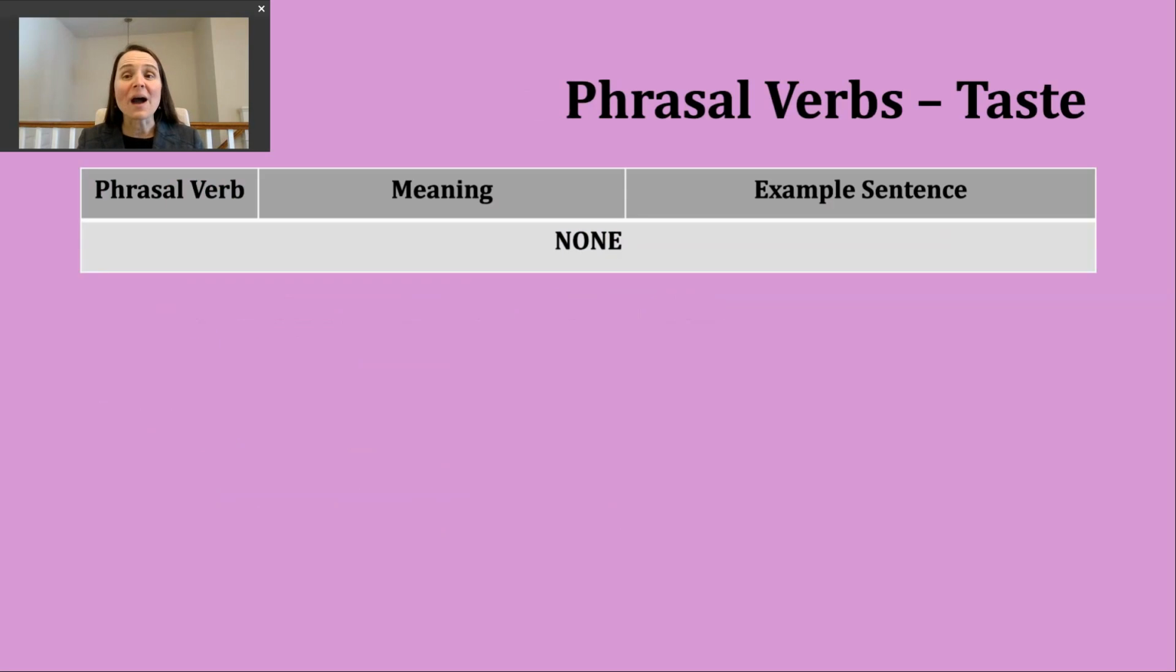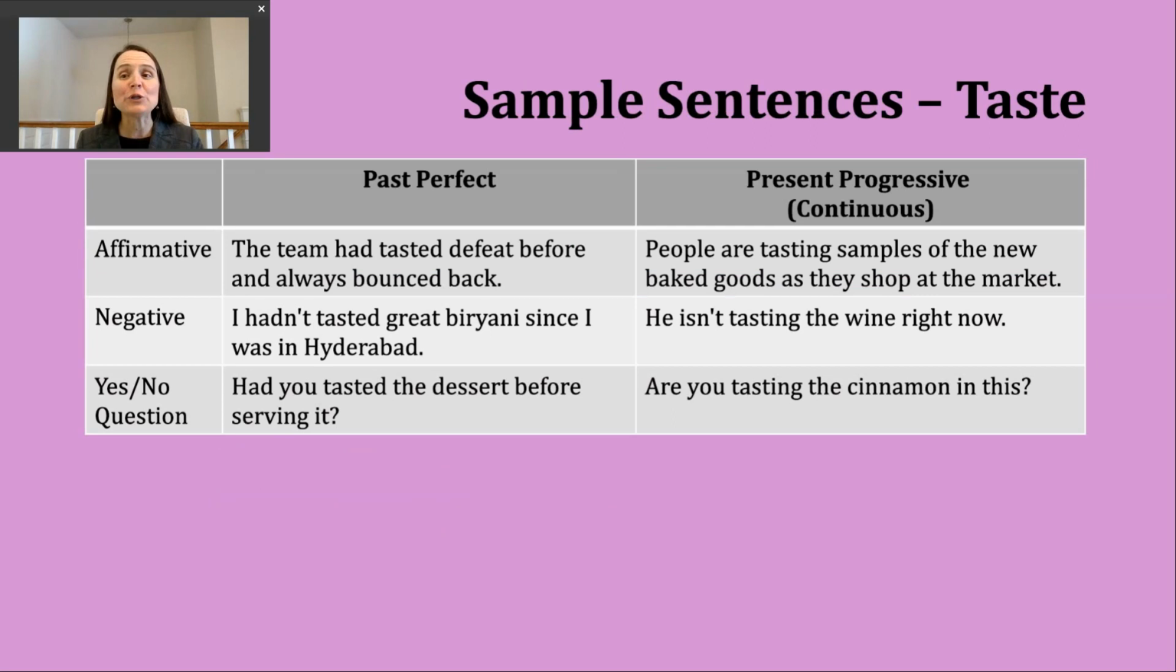Okay. Now, I don't have any phrasal verbs for us to study today, so let's focus on using our verb of the day in a couple different verb tenses. Today, we're going to practice the past perfect and the present progressive, which you might also know as the present continuous. But we'll start with the past perfect. We use this verb tense to note that a particular action has happened at some point in the past, maybe before a certain time or before another event.